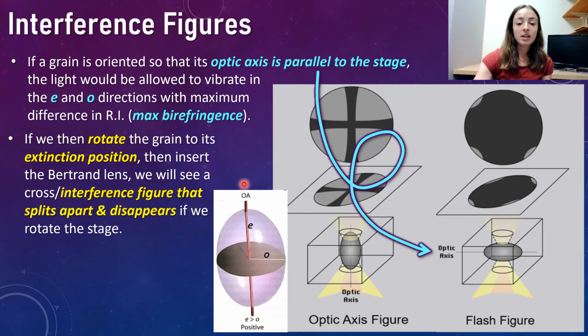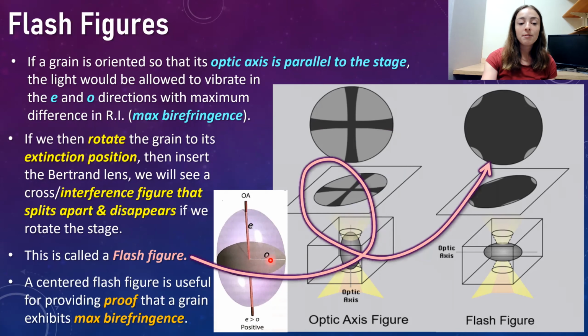If you can imagine that, it's not actually labeled on this figure. We still have the circular section labeled, but if you can imagine an oval section going up and down, that would mean you have the maximum difference in RI values of your 2 perpendicular rays of light that pass through that thin section. That means that you'll have maximum birefringence, and when you rotate to its extinction position, then insert the Bertrand lens, you'll see an interference figure, same as the cross like before, but it splits apart and disappears quickly as you rotate the stage just a few degrees.